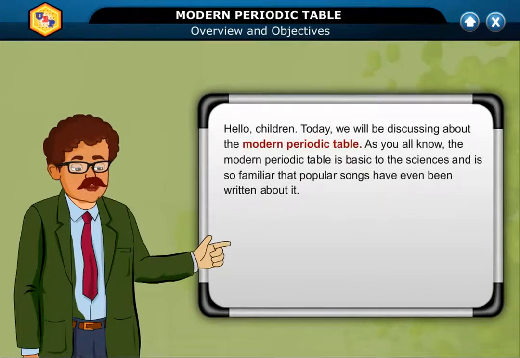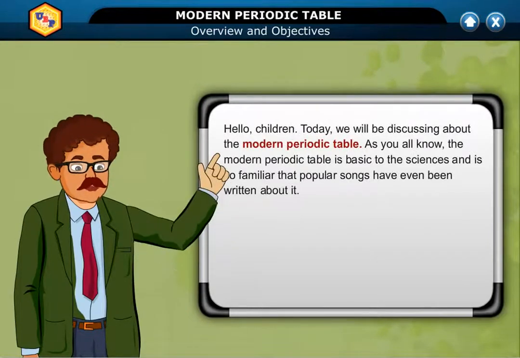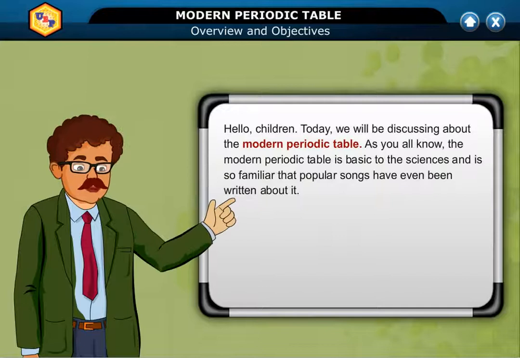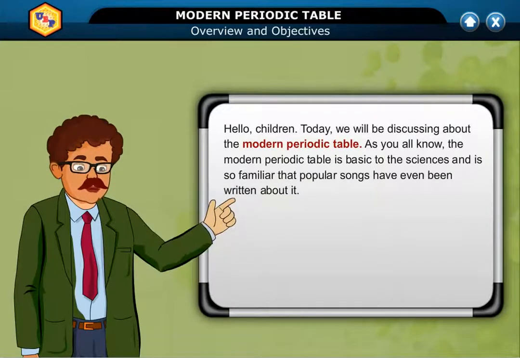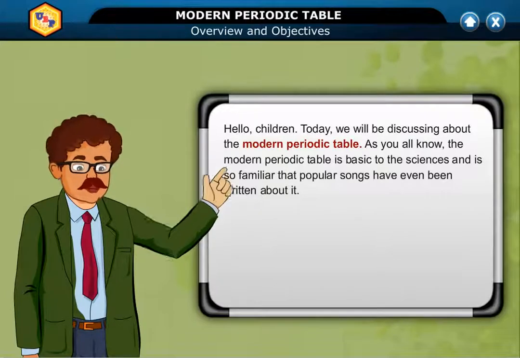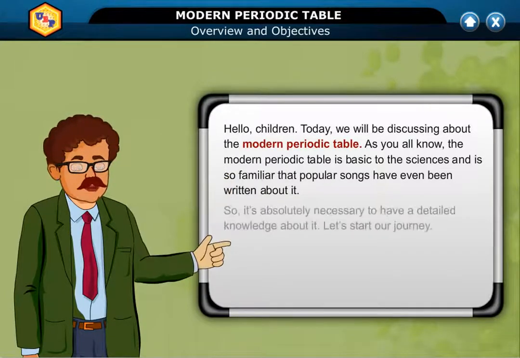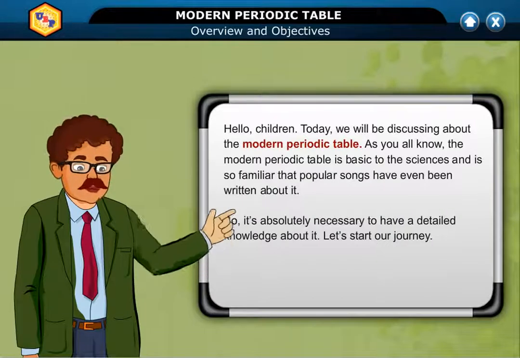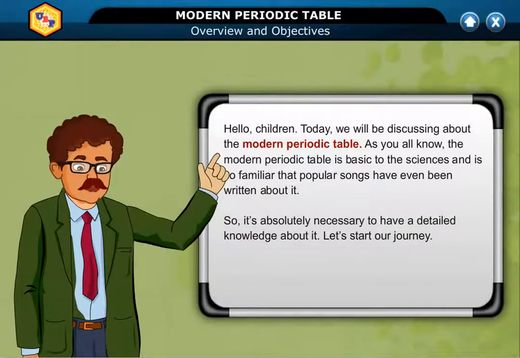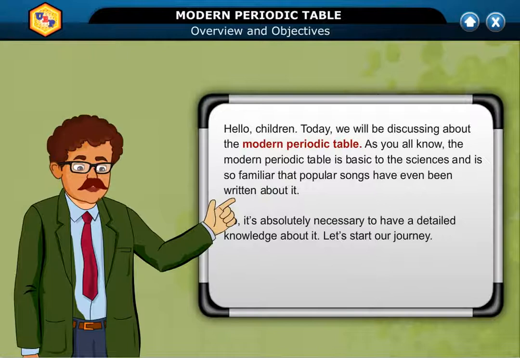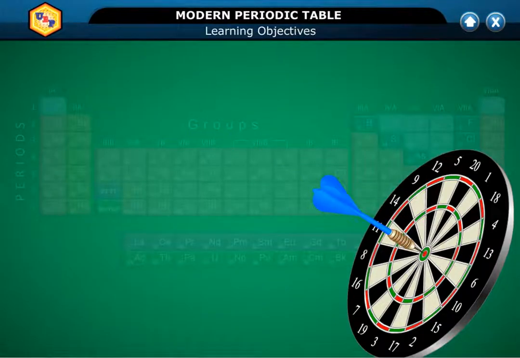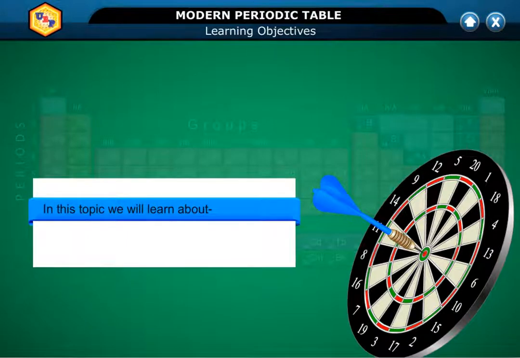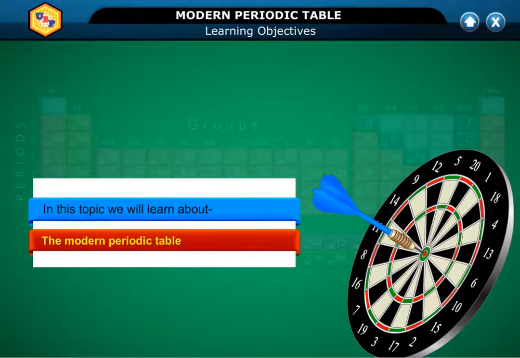Hello children. Today, we will be discussing the modern periodic table. As you all know, the modern periodic table is basic to the sciences and is so familiar that popular songs have even been written about it. So, it's absolutely necessary to have a detailed knowledge about it. Let's start our journey. Learning objectives. In this topic, we will learn about the modern periodic table.